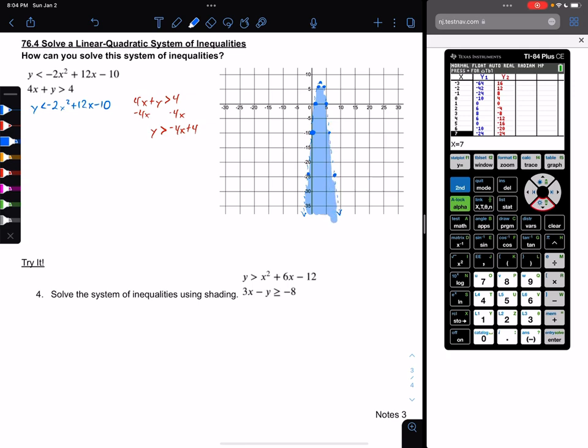This is what this would look like. This is not our solution. This is just where the quadratic term is. So not my best shading, but we're okay. This is just a sketch anyway, right?